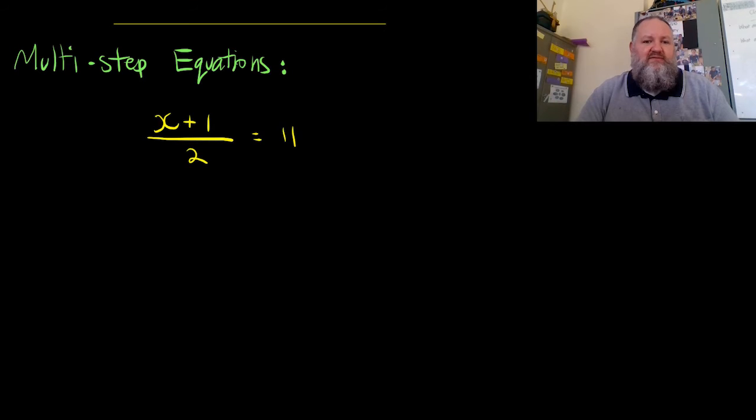So let's ask ourselves the questions. What's our unknown? It's x. What's happening to it first? Well, first I would have to add 1 to it, and then I'm dividing by 2. So let's work backwards. First thing we want to do is multiply both sides by 2, and I'll get x plus 1 is equal to 22.